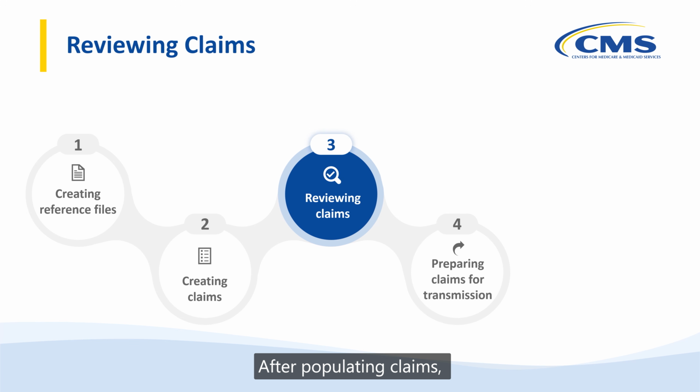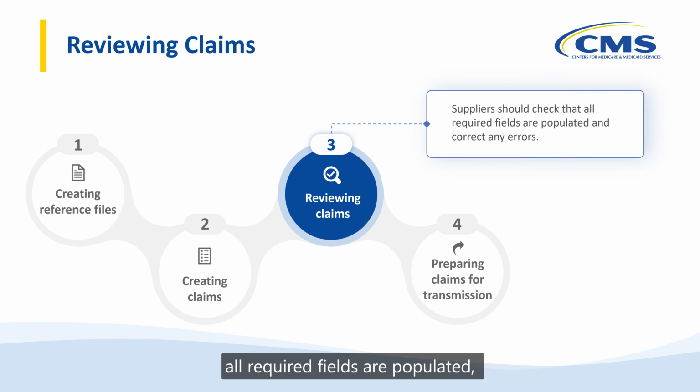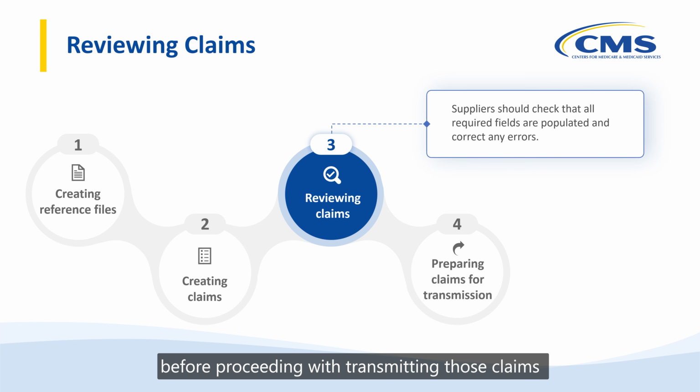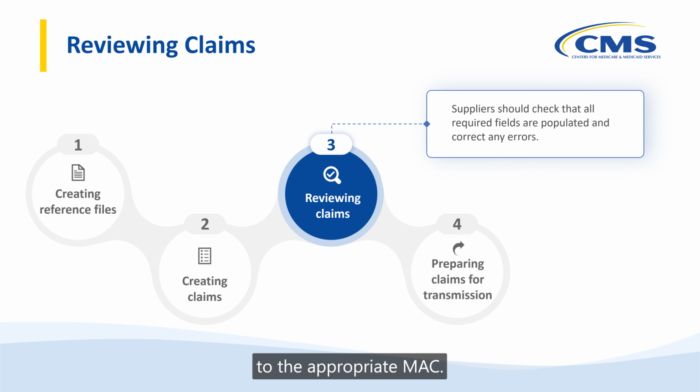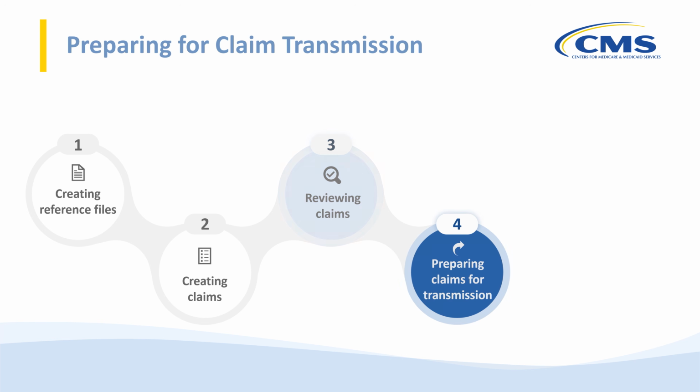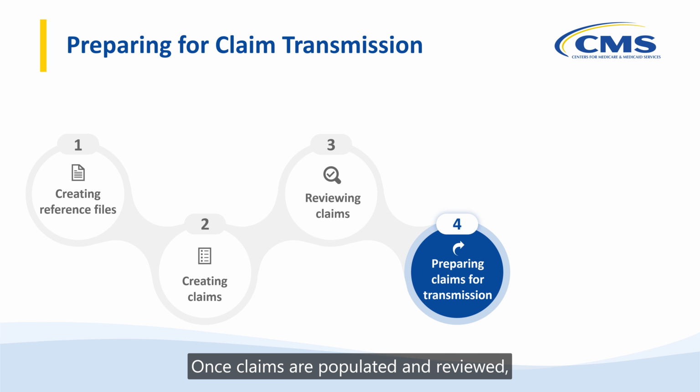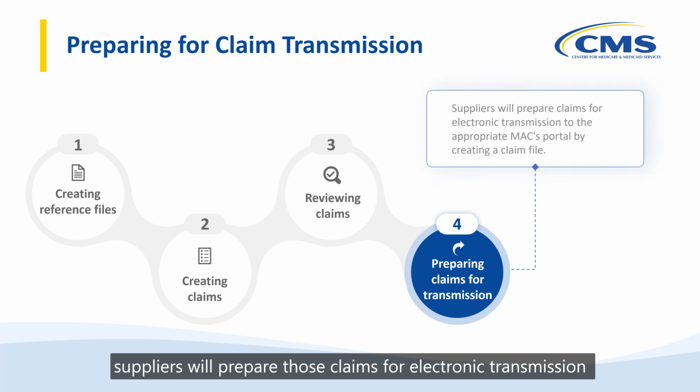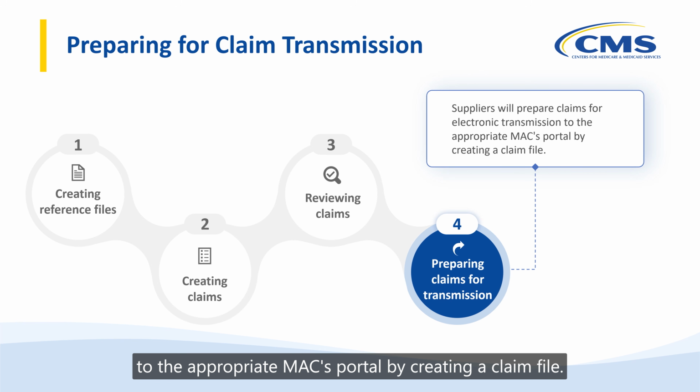After populating claims, suppliers should review them to ensure all required fields are populated and correct any potential errors before proceeding with transmitting those claims to the appropriate MAC. Once claims are populated and reviewed, suppliers will prepare those claims for electronic transmission to the appropriate MAC's portal by creating a claim file.